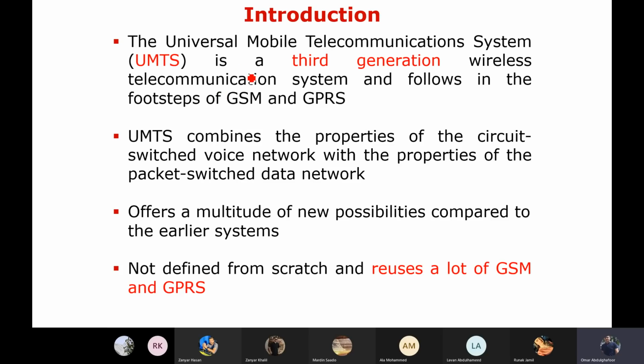All right, so the UMTS is the third generation, as we mentioned, and follows in the footsteps of GSM and GPRS. This is the development from GSM to UMTS. And UMTS, as we mentioned, combines the properties of a circuit switched voice network with the properties of a packet switched data network. So these are the main features of 3G.